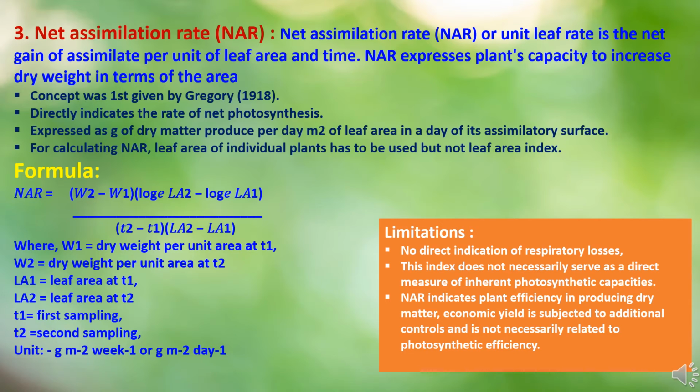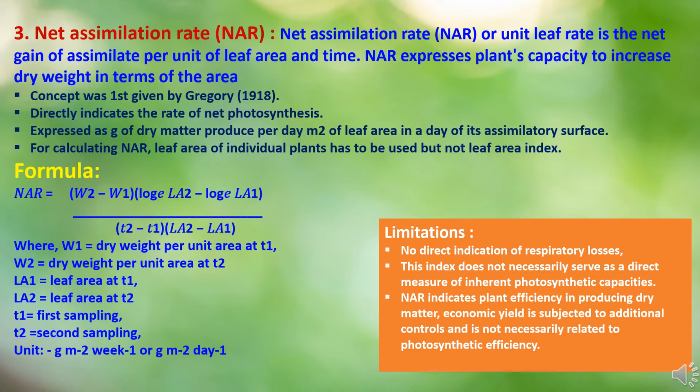LA1 divided by T2 minus T1 multiplied by LA2 minus LA1, where W1 is equal to dry weight per unit area at T1, W2 is equal to dry matter per unit area at T2, LA1 is equal to leaf surface area at T1, and LA2 is equal to leaf area at T2, where T1 and T2 represent first sampling and second sampling duration, and the unit of NAR is gram per square meter per week or gram per square meter per day.